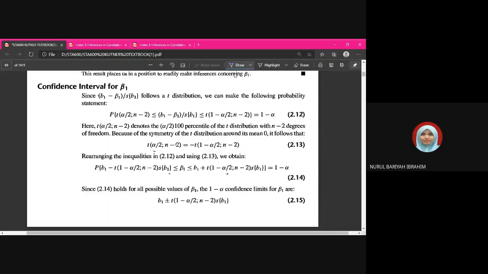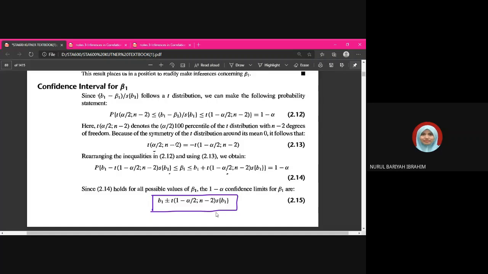Okay, I highlight sikit. This is the formula for the slope. According to this formula, we need the value of the slope, and we also need the standard deviation of the slope. And also the critical value from the t table with degree of freedom n-2 and 1 minus alpha over 2.